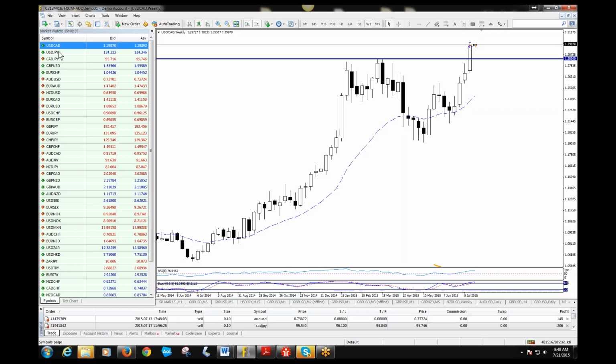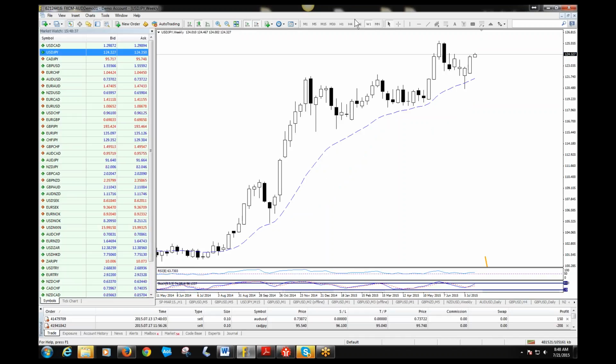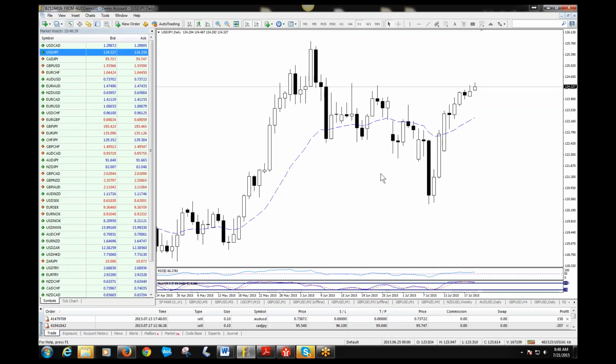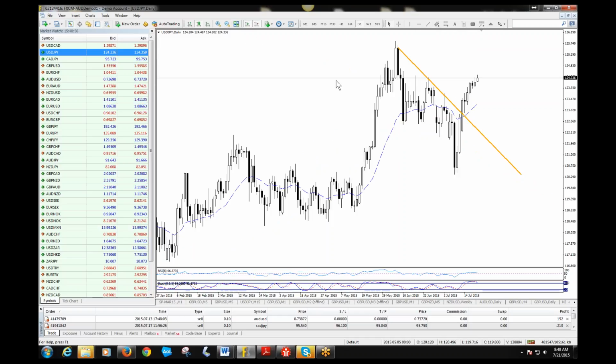All right, so dollar yen, we had, go back to the daily, wedge breakout entry long. Dollar yen daily wedge breakout entry long. And this is what I believe we were looking at. Let me squeeze it up a bit. No, I don't see it.